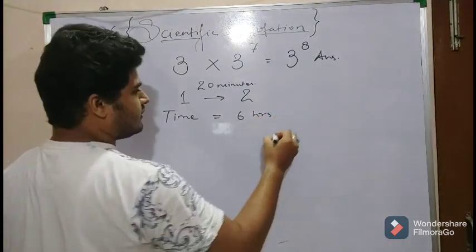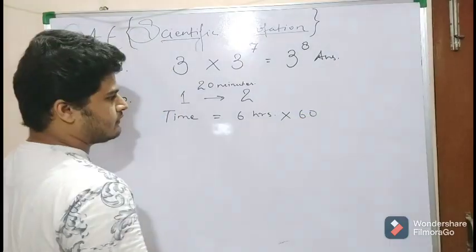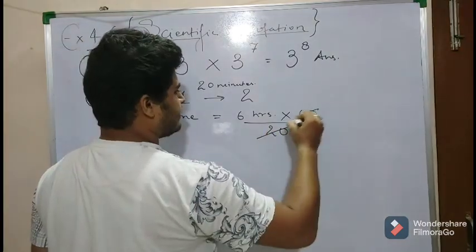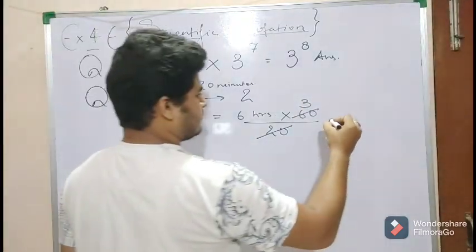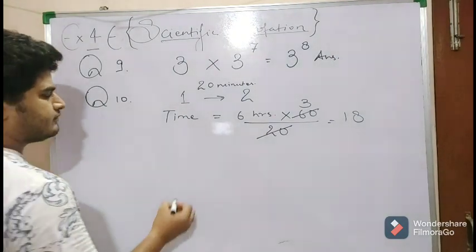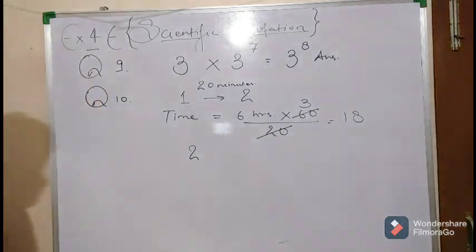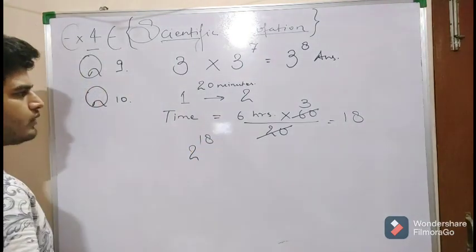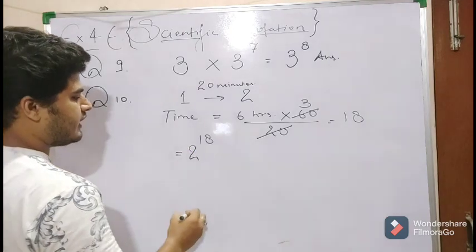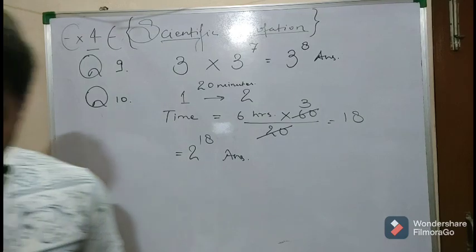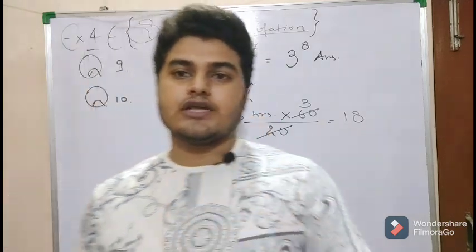So 6 hours will be converted into minutes, it will be multiplied by 60. And how many 20 minutes can be taken out? We divide it by 20. So 20 will cancel out the 60 3 times. So 18 twenty-minute periods can be taken out from 6 hours. So it is doubling its amount each time. So after 18 twenty-minute periods, it will be 2 raised to the power 18. This much amount of bacteria will be there. So by this the exercise gets complete and the chapter on exponents also gets complete.